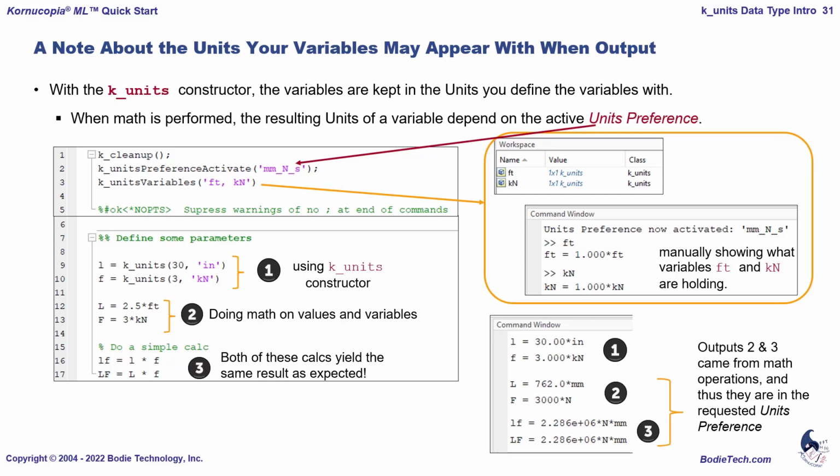Now what I'm showing is if we were to execute that, in the command window, lowercase l and f would appear just like we had assigned them, 30 inches and 3 kilonewtons. But capital L and F, because we did math, would be computed, and then Kornucopia returns the results in the unit preference we requested, which would be millimeters and newtons in this case. And lowercase lf and uppercase lf produce the exact same results with the output, again, in the output units of the unit preference. The key point here is that Kornucopia handled all the units issues for you.